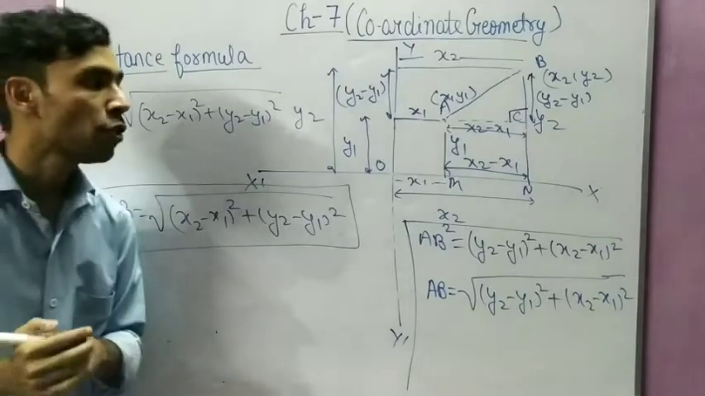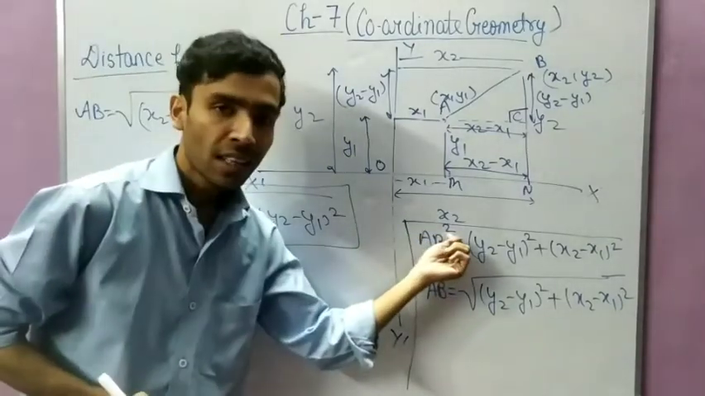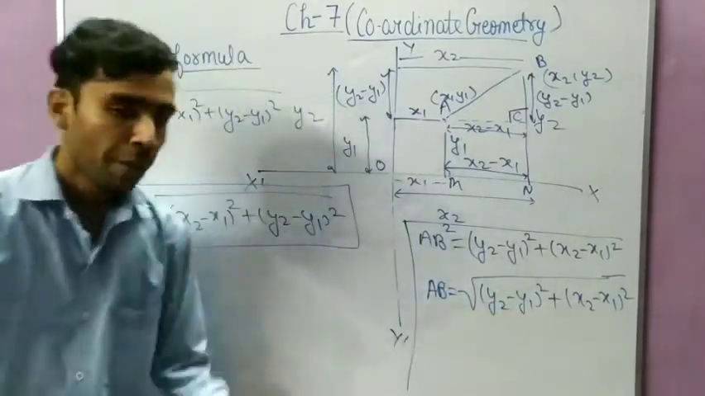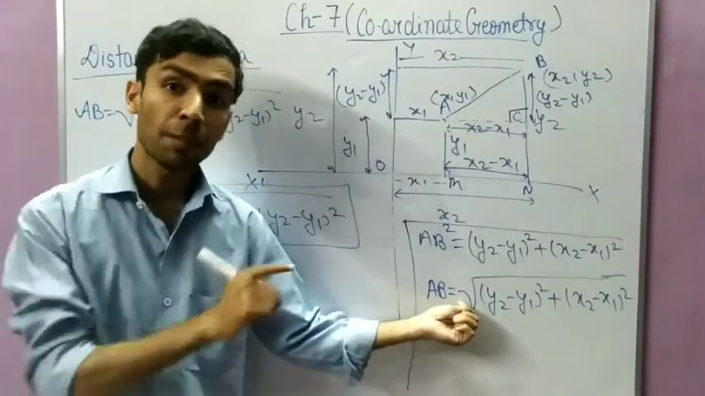Now one question comes in your mind that, see, here is a square, and when we have taken the square root, we have taken only the plus sign, we have not taken plus minus.